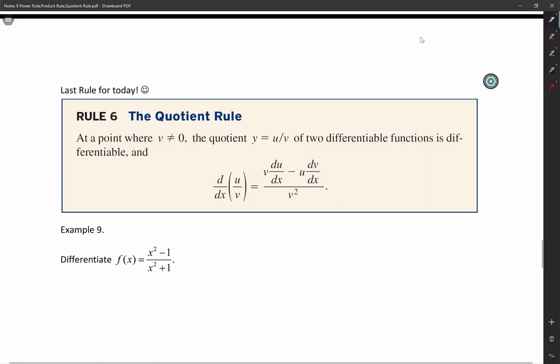At a point where v is not equal to 0, of course, because if v is 0 you can't divide by 0, the quotient u divided by v of two differentiable functions is differentiable. And here's how you say it: bottom derivative of the top minus top derivative of the bottom over bottom squared. Every textbook has that. Yes, bottom derivative of the top minus top derivative of the bottom over bottom squared.